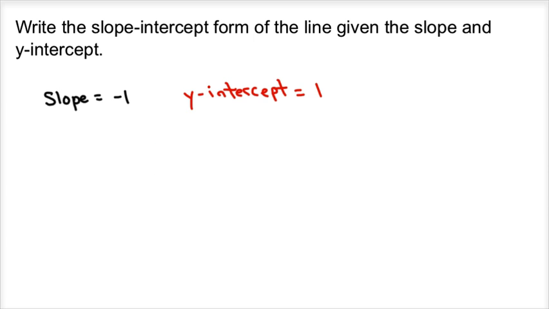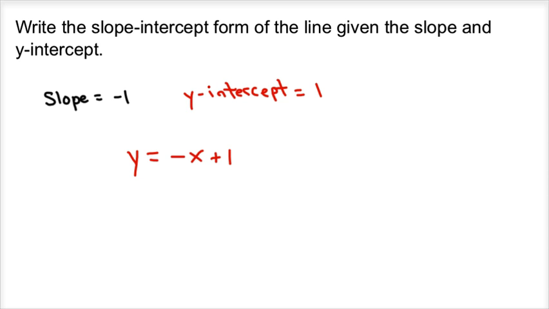One more just like that. Write the slope intercept form of the line, given the slope and y-intercept again. Solve this one for me. Y equals what? Negative x. Love it, negative x. Negative x plus 1. Beautiful. You don't have to write negative 1x, just negative x. Negative x plus 1.